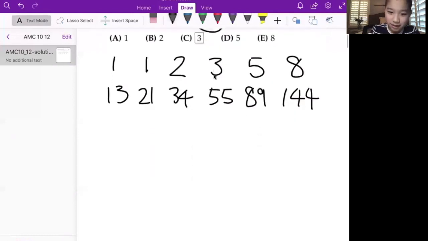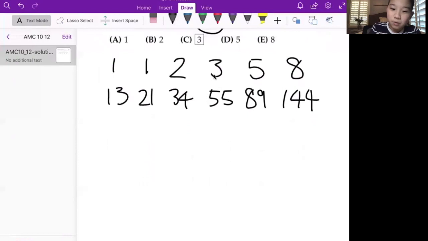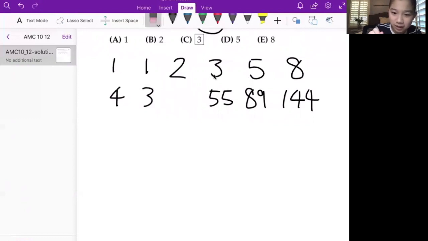So let's try it. 1, 1, 2, 3, 5, and 8 are all just themselves when divided by 9 and have a remainder. The remainder when 13 is divided by 9 is 13 minus 9, which is 4. And then 21 is 21 minus 18, which is 3. 34 minus 27, which is 7. 55 minus 54, which is 1.